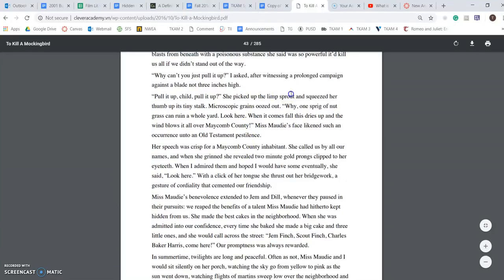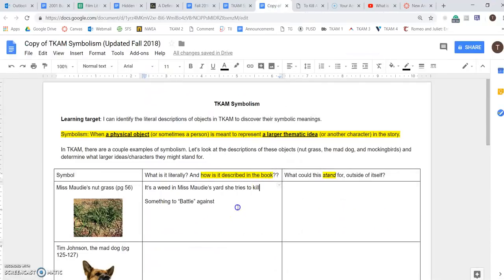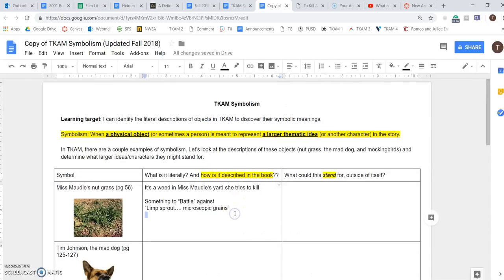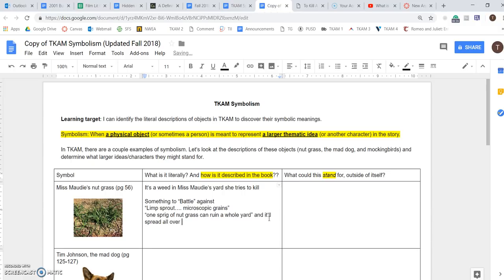It's a limp sprout that has microscopic grains, so it's not super powerful. I can spell microscopic. Right? But it'll blow all over Macomb County, so it'll end up everywhere. One sprig of nutgrass can ruin a whole yard. Right? That's the problem with it. So it's like it's just kind of annoying, but if you have one sprig of it, it can ruin the whole yard, and it'll spread all over Macomb County.